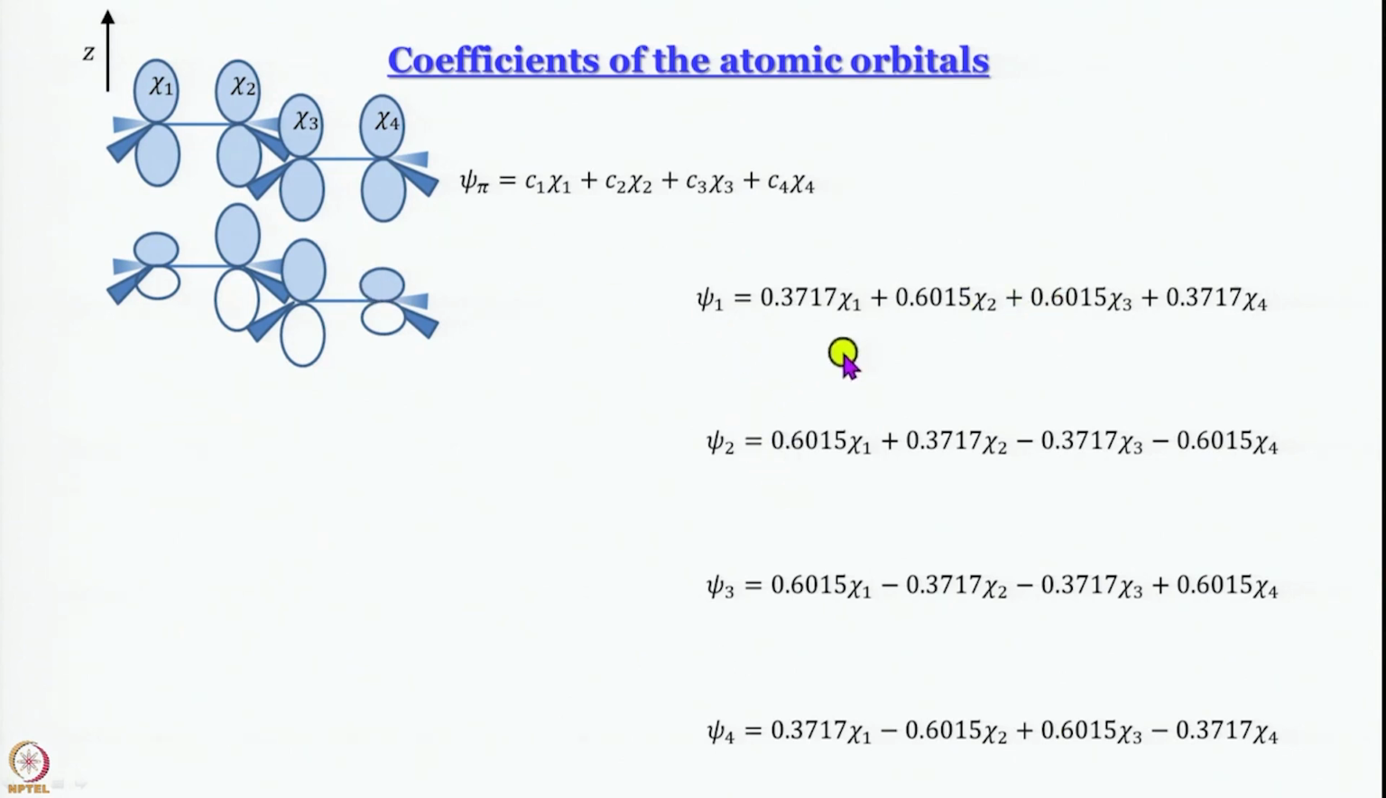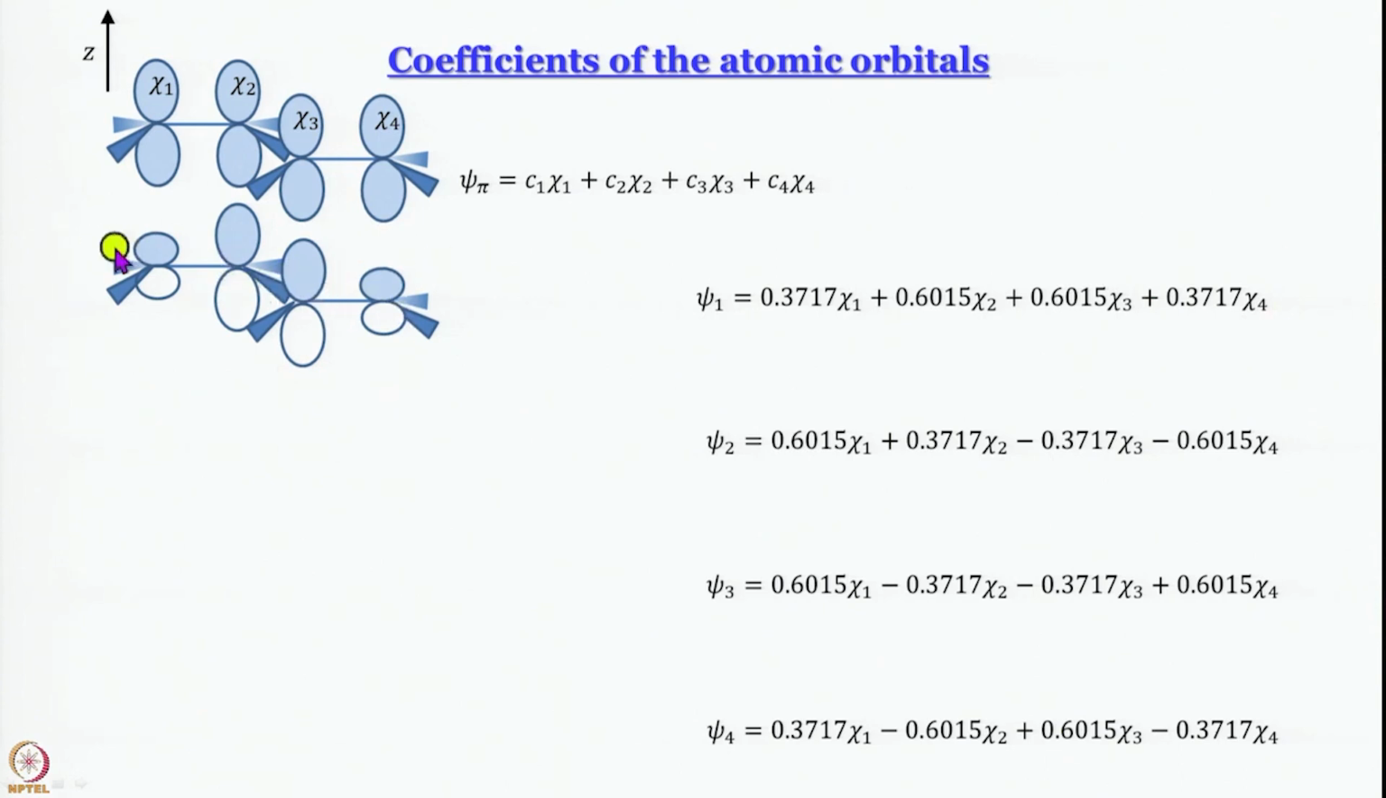Okay. 0.3717 is a smaller number than 0.6015, that is why chi1 looks small here, chi2 looks bigger, and coefficients of chi2 and chi3 are the same. So, they are of the same height. Coefficient of chi4 is the same as chi1. So, chi1 and chi4 are of the same height, but smaller than chi2 and chi3. Okay. What will happen if I want to draw a similar diagram?